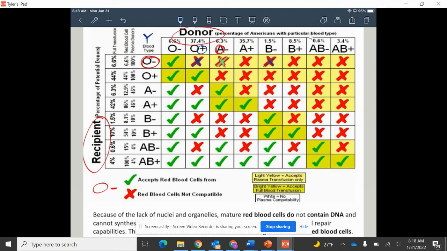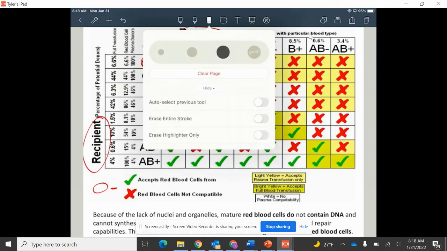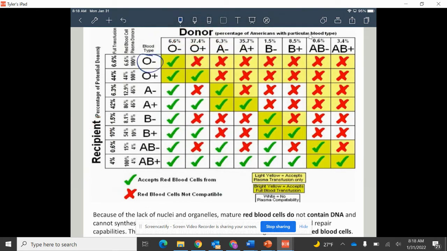Okay? So if you are O negative, the only blood that you can get is from somebody who's O negative. Okay? But if we're talking donors here, if you're O negative, you can give to anybody. Why? Well, there's no proteins on there. There's no A, there's no B, there's no Rh proteins. There's nothing to flag. And so if you are O negative, your blood is very valuable because it can be given to anybody. It's called the universal donor.